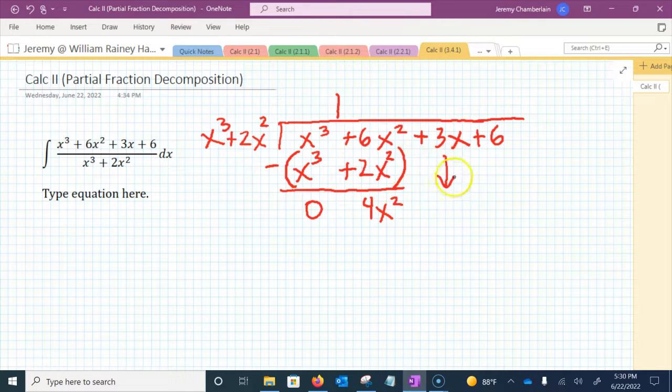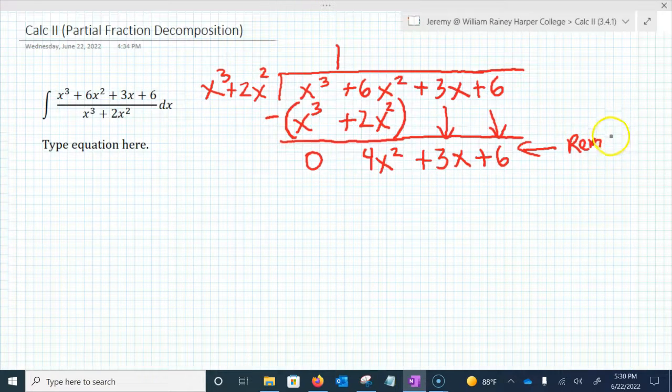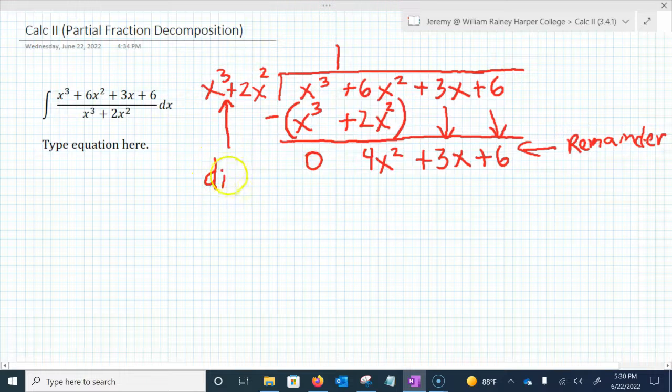And then I'm going to drop down the 3x, and drop down the 6. So now, notice that the degree here is 2, and the divisor has degree 3. So this is the quotient of 1, and this here is the remainder. That's the remainder. Okay, that's the divisor. And that's called the quotient.